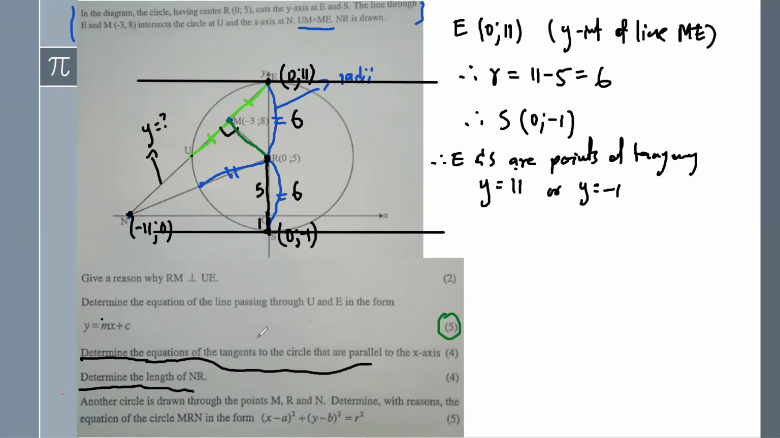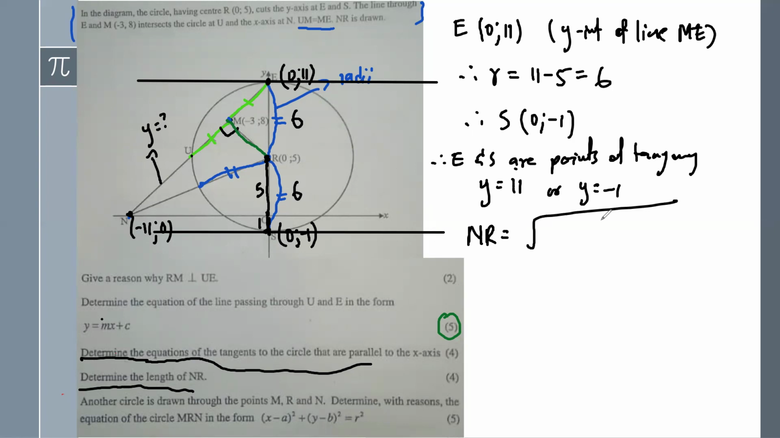Determine the length of NR. What is NR? Okay, N is just an intercept, R is that. I think this just needs the distance formula. So NR, we're gonna use the distance formula because we know the coordinates. It is not something that should really bug us up. Let's use the distance formula for that. I think you get this in the formula sheet.